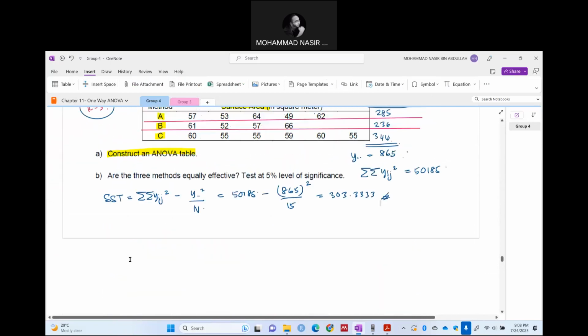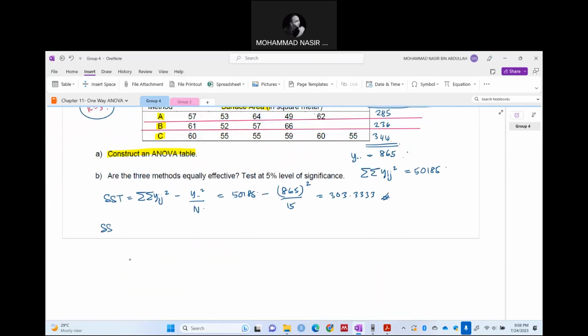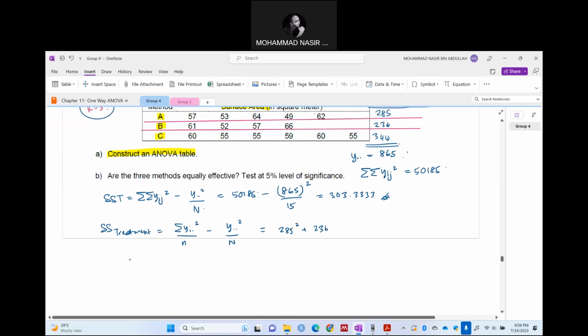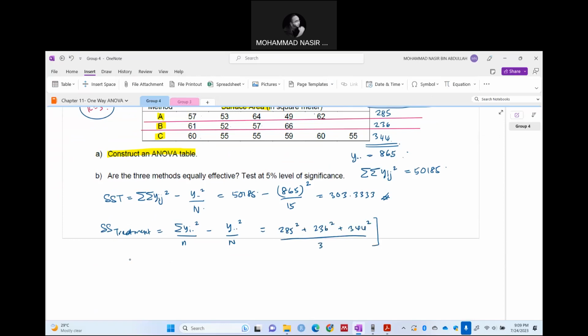This is sum of square total. So now sum of square treatment is equal to summation of yi dot square divided by n, minus y dot dot square divided by capital N. So this one should be equal to 285 square plus 236 square plus 344 square divided by 3, minus 865 square divided by 15.